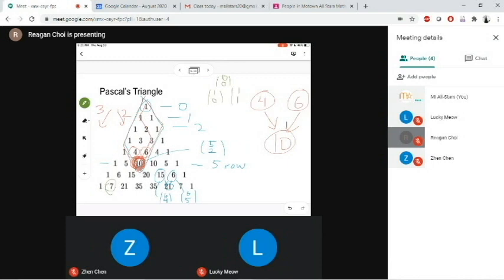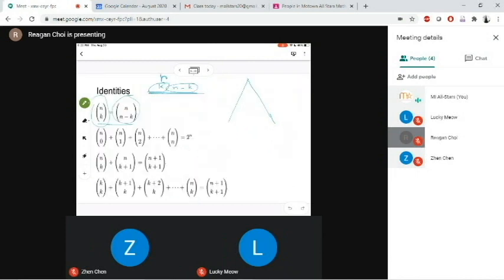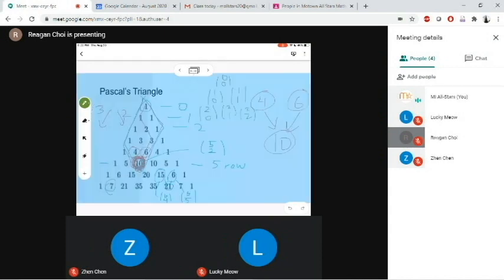A lot of these identities might be hard for Math Counts, so we won't go over most of them in detail. But it is important to realize that there is a bijection between committee forming and pathfinding.